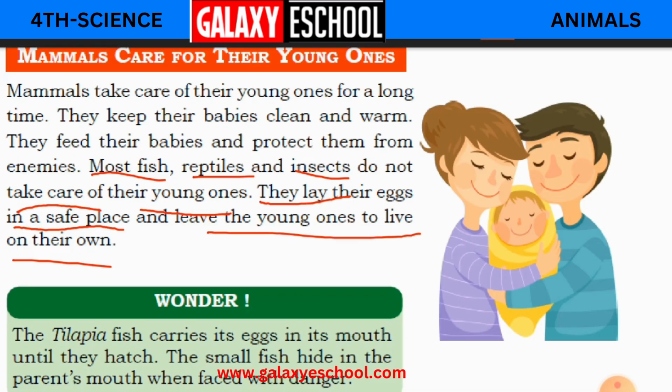If you see, some birds build a nest also. So fish lay eggs in the water, and reptiles on the ground. Insects also on the ground, and sometimes on the plants and all that. So here they just lay eggs in a safe place and leave the young ones to live on their own.